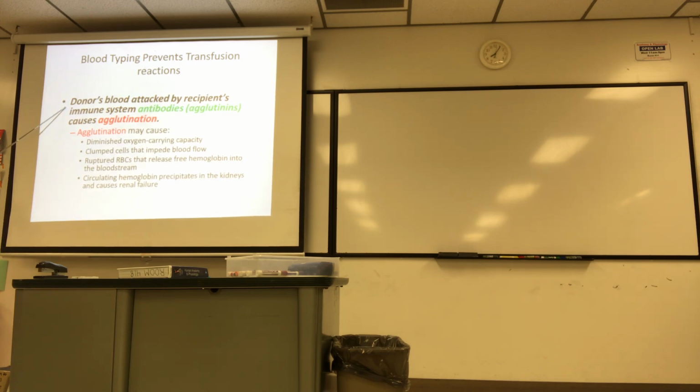The donor's blood attacked by a recipient's immune system, the antibodies, also called agglutinins, causes agglutination. And here's basically what can cause death. Basically, renal failure. If you attack red blood cells, we know that they're filled with hemoglobin. If they burst, and that hemoglobin is circulating free, it kind of clogs up the capillaries in the kidney, and that's one of the common causes of death in antibody reactions.